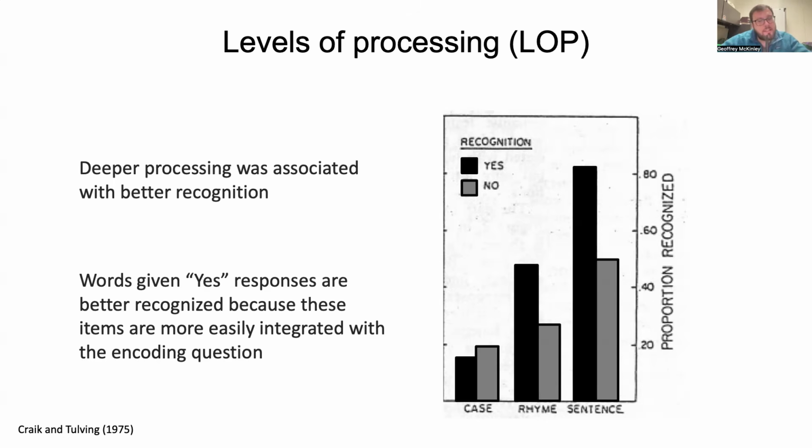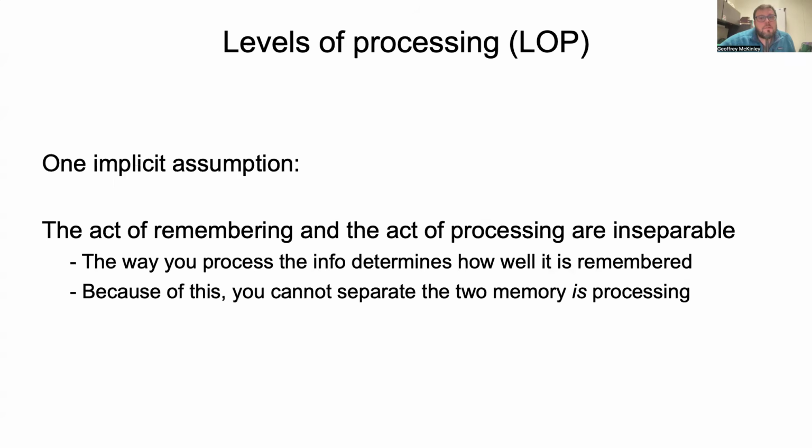In any case, the other thing is that this was a surprise recognition test. So participants weren't even trying to memorize these words. It was sort of like memory was a byproduct of thinking or processing, right? So memory is sort of what processing is, in a sense. One implicit assumption of this is that the act of remembering and the act of processing are inseparable, right? And so the way you process information determines how well it is remembered. Because of this, you can't separate the two, right? So in a sense, memory is processing. Okay.